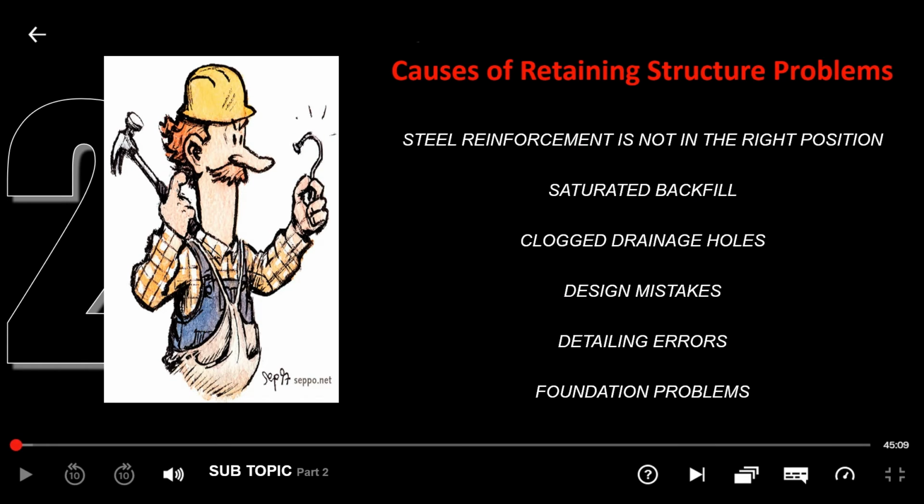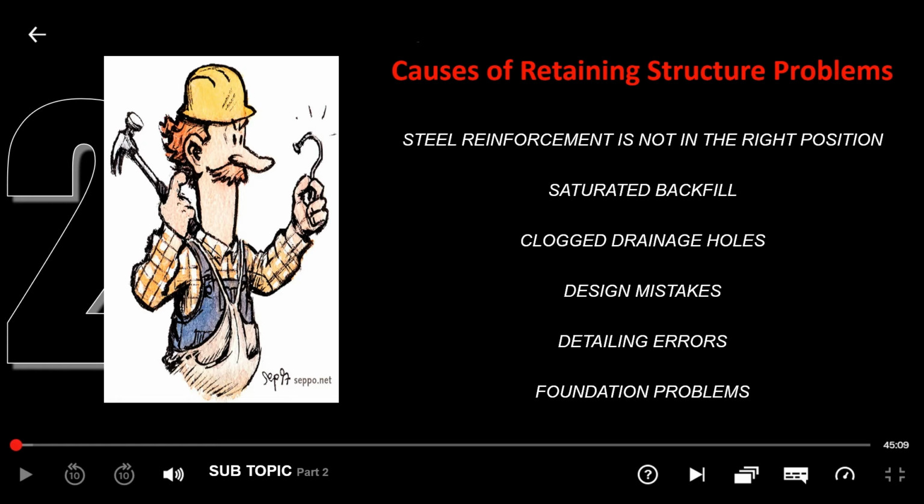Next, causes of retaining structure problems. First, steel reinforcement is not in the right position. If the stem shows excessive deflection or cracking, the reinforcement size, depth, and spacing should be verified. Cases have occurred where the reinforcement was placed on the wrong side of the wall. When the actual reinforcement amount and location are determined, a designer can determine actual design capacity and remedial measures.